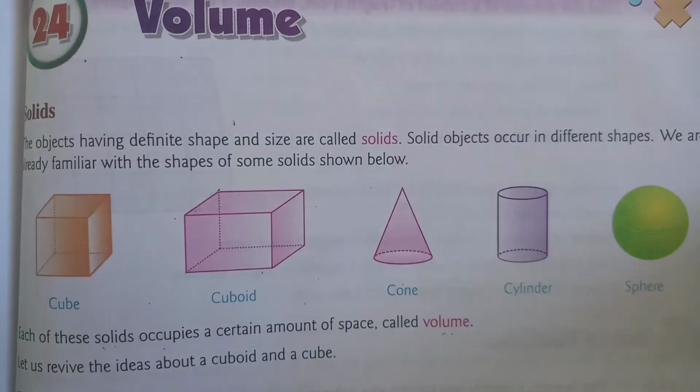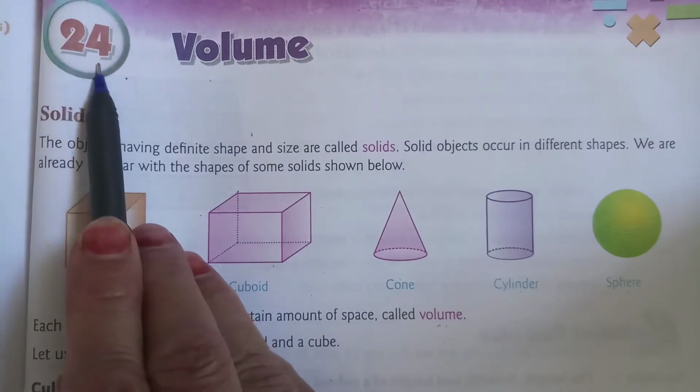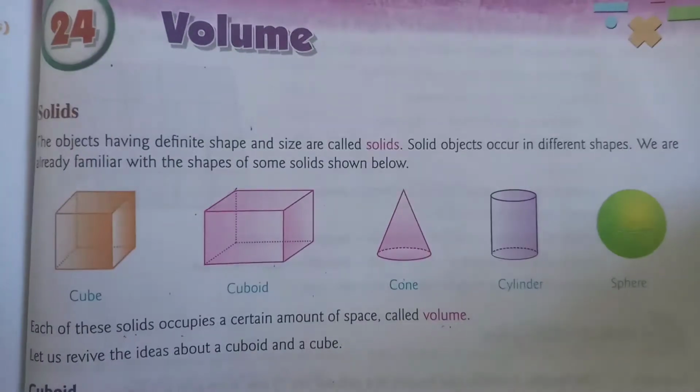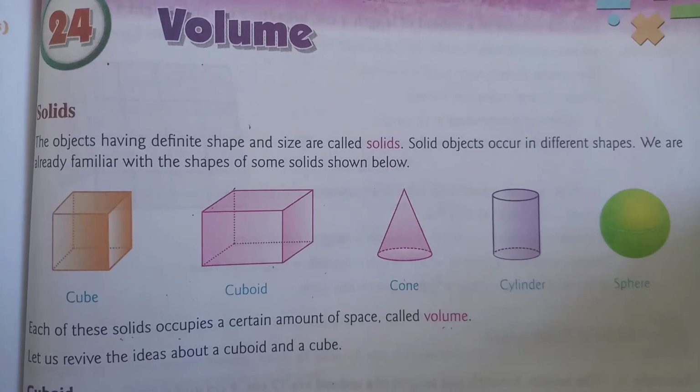Everyone, in this video we will study volume, which is the 24th lesson of our textbook. Before starting volume, we should know about solids. Objects like cube, cuboid, cone, cylinder, and sphere have definite shape and size, and they are called solids. Solids are actually closed three-dimensional figures. The three dimensions of a solid are its width, depth and height.